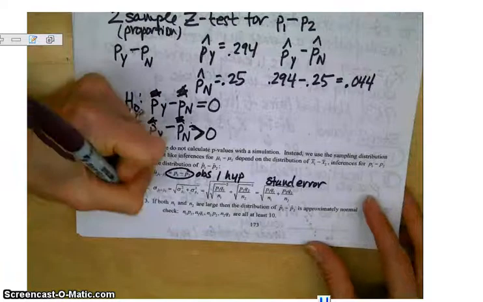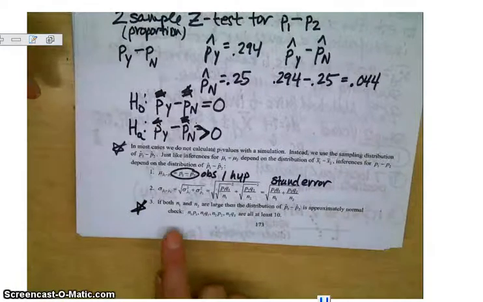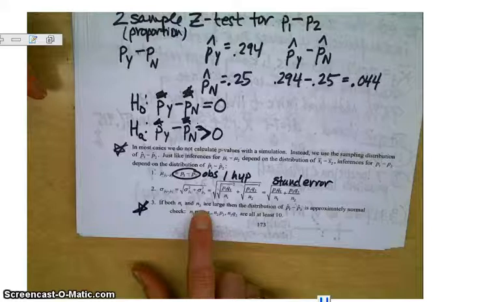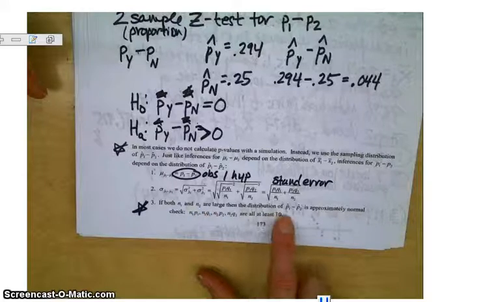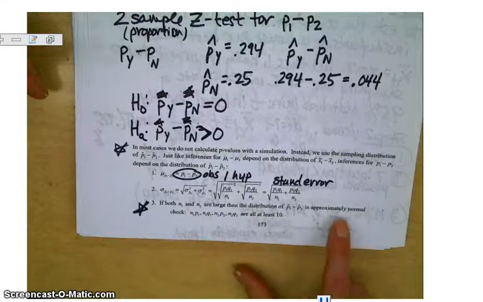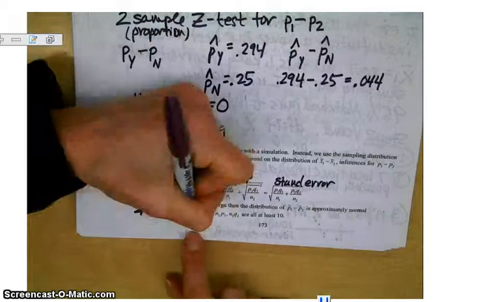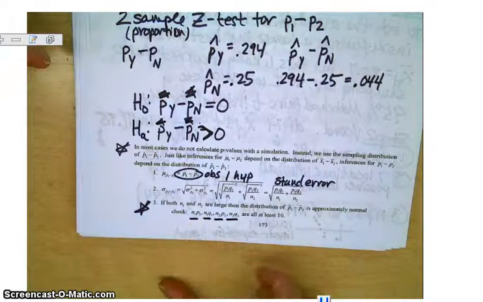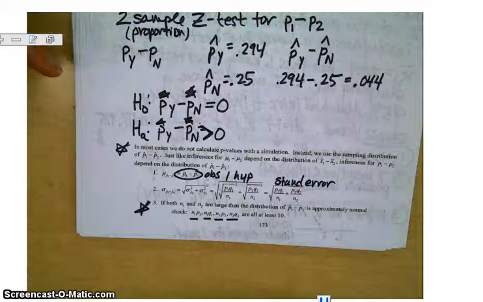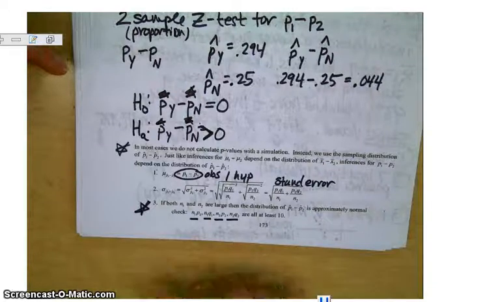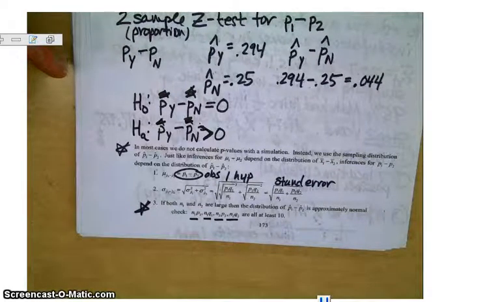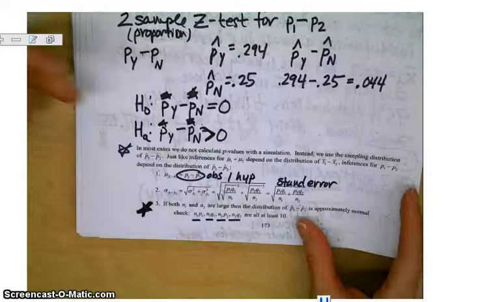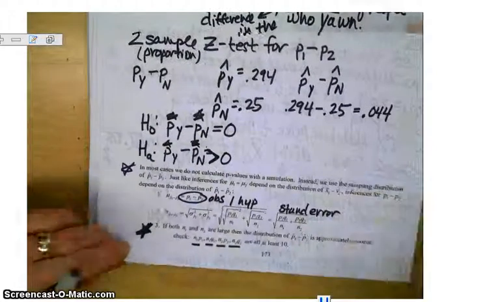So then you have your conditions, and this is just a review of the conditions. If both n1 and n2 are large, then the distribution of p hat 1 minus p hat 2 is approximately normal. And the check is that all of the n times p's and n times q's for both different groups are greater than 10. So now you have 4 of those to check because you have 2 separate samples. But we're back to the n times p for the third condition, large sample size.